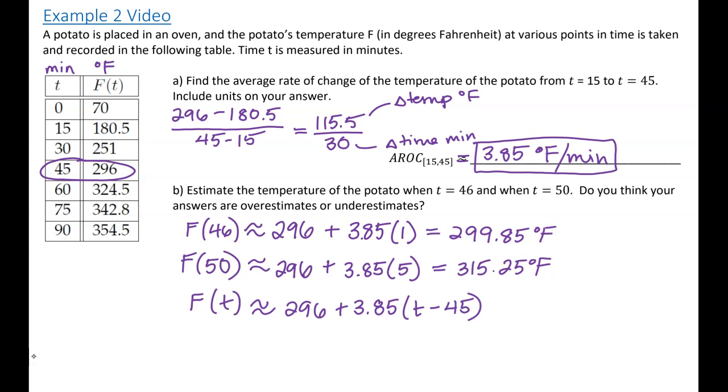We don't expect them to be perfect, but we do expect them to be fairly reasonable estimates of what is happening. So in a situation where we have a fairly complicated function or where we have incomplete data and we'd like to estimate what's happening in between, this is a great strategy.